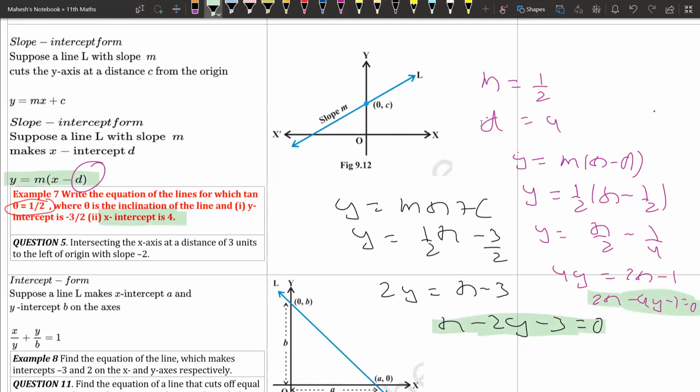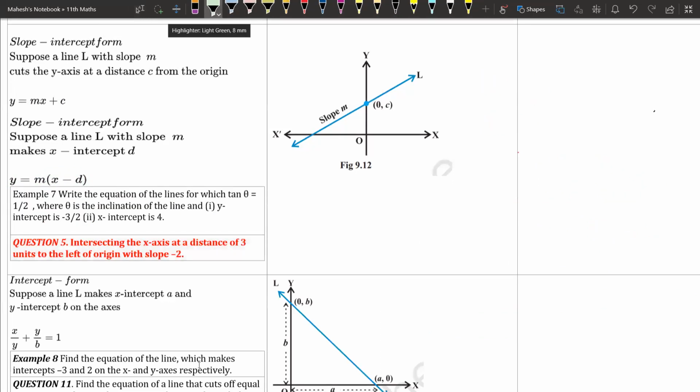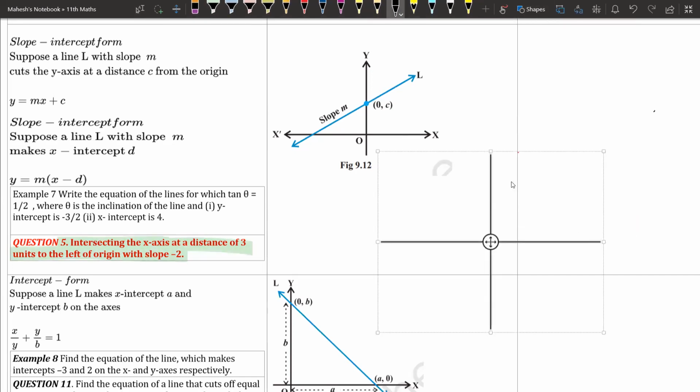More questions based on this concept. In question number 5, it says intersecting the x-axis at a distance of 3 units to the left of the origin. So it means, let's say we have to find the equation of a line intersecting the x-axis. Say this is the x-axis. So this is -1, -2 and -3. Why am I drawing like this? Because it is intersecting the x-axis at a distance of 3 units to the left of the origin. As you know, left of the origin is negative. So we'll have to find the equation of a line passing through this point. Clearly, the coordinate of this point is going to be -3, 0.